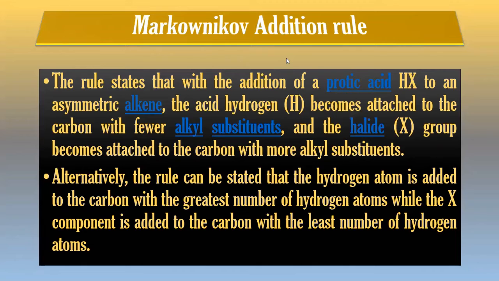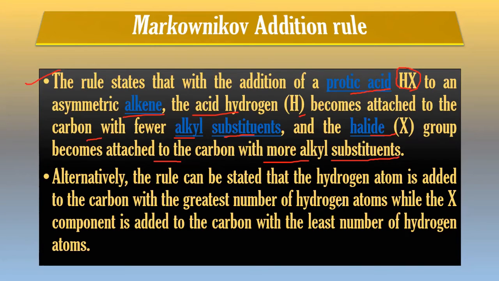So this is what Markovnikov rule says. The rule states that in the addition of a protic acid like HX to an asymmetric alkene, the acid hydrogen H becomes attached to the carbon with fewer alkyl substituents and the halide is attached to the carbon with more alkyl substituents. The matter of fact is that whenever addition of HBr or this sort of thing occurs, hydrogen halide adds to an unsymmetrical double bond. Why unsymmetrical? That we will discuss.